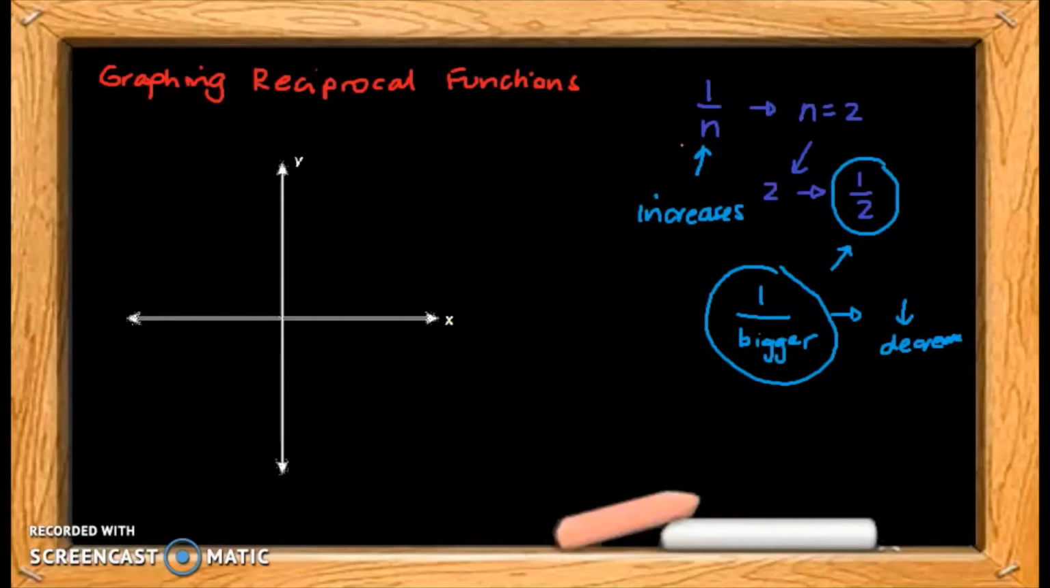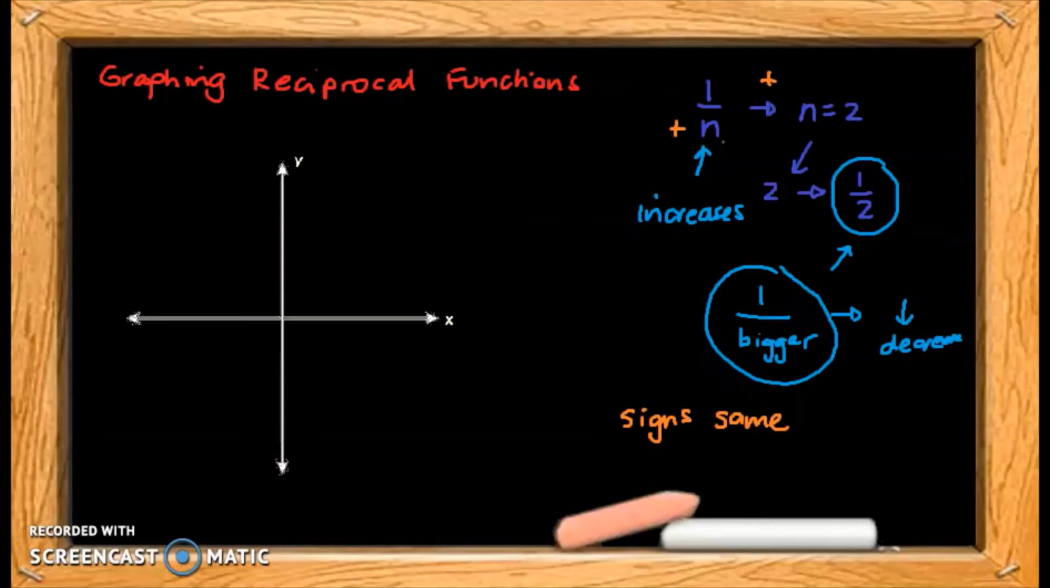Another principle is that if my denominator is positive, then my value is also going to be positive. So my signs will be the same when I take a reciprocal function.